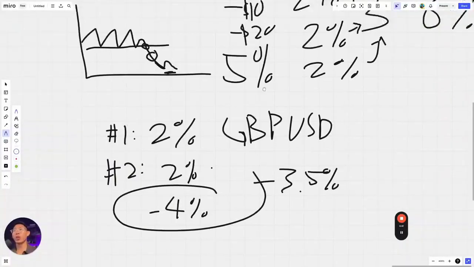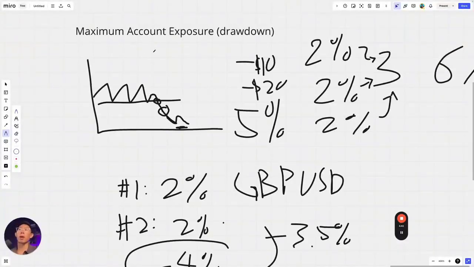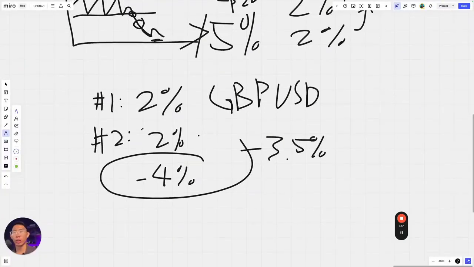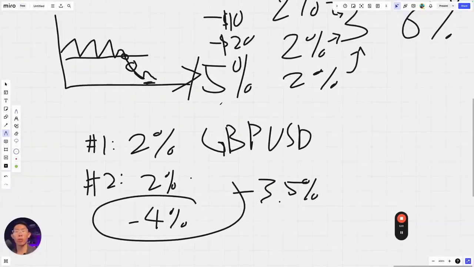So when I say that your maximum drawdown, your maximum account exposure should not exceed 5%, what I mean is that the amount of open positions that you have, you add up all the drawdown if the trades do not go as planned, it should not be more than 5%.